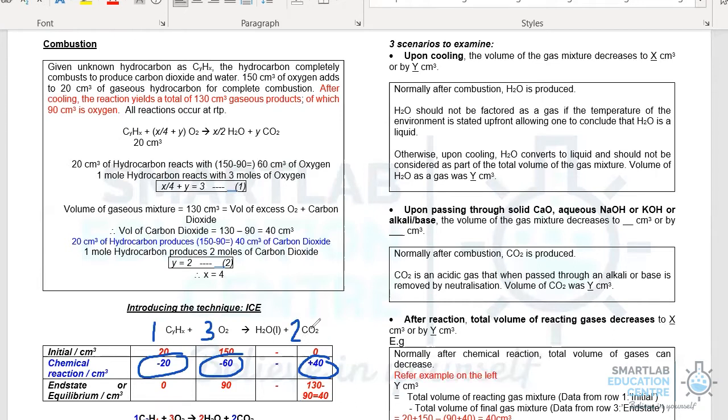And from here, we can conclude straight away that y is equal to 2, since there are 2 carbons on the right side. Balancing the oxygen will allow us to put 2 next to the H2O, and from there we can conclude that x is 4. So hence we want to introduce the ICE table as a very quick technique for you to solve questions.